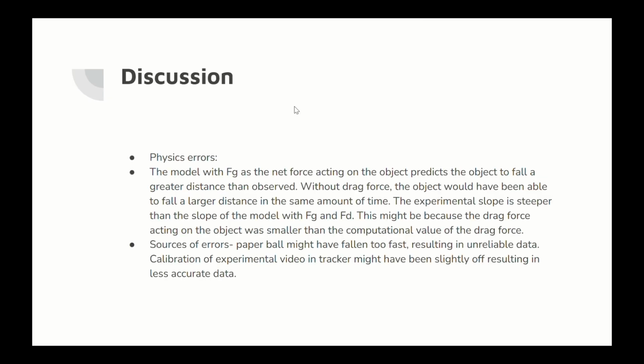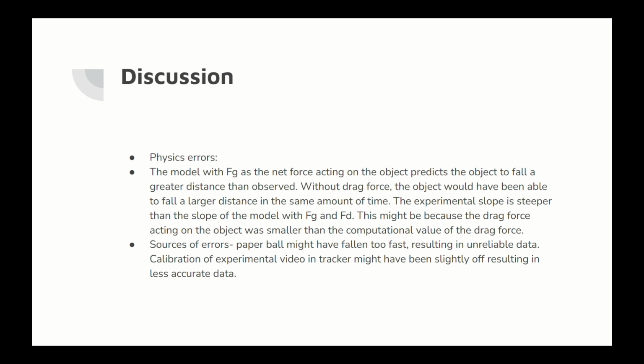And then we have a video of the model with Fg as the net force acting on the object, which predicts the object to fall a greater distance than actually observed. Without drag force, the object would have been able to fall a larger distance in the same amount of time. The experimental slope is steeper than the slope of the model with Fg and Fd. This might be because the drag force acting on the object was smaller than the computational value of the drag force.